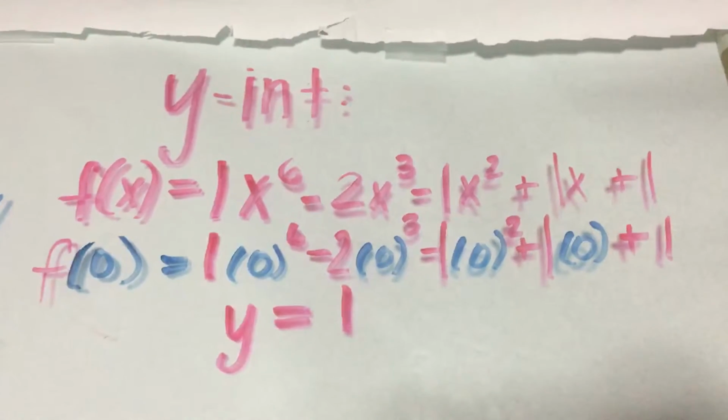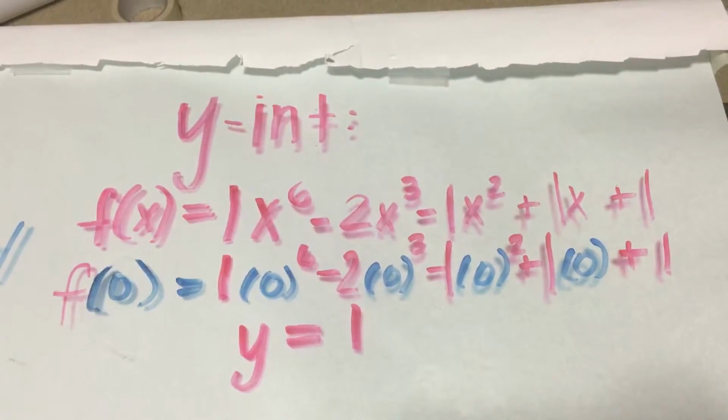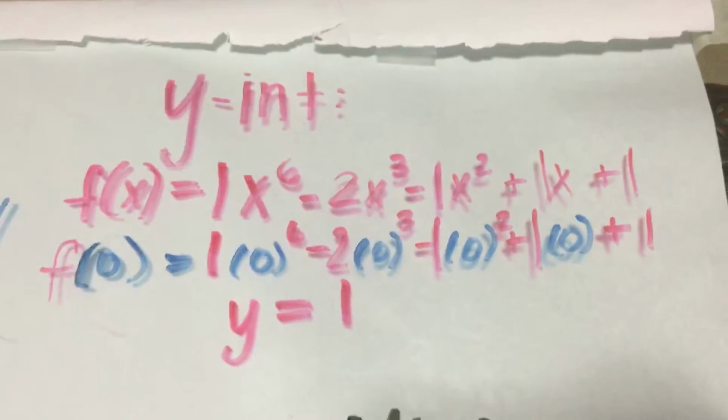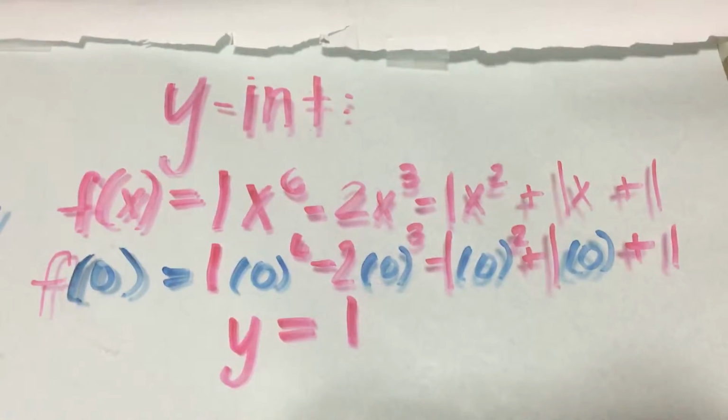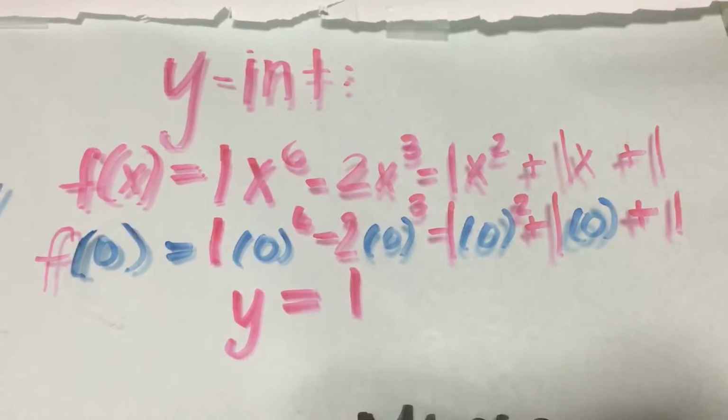Okay, so this is how I found my y-intercept. I found my y-intercept by substituting all x's from my original polynomial equation with 0. Then I simplified and eventually got 1 as the y-intercept.